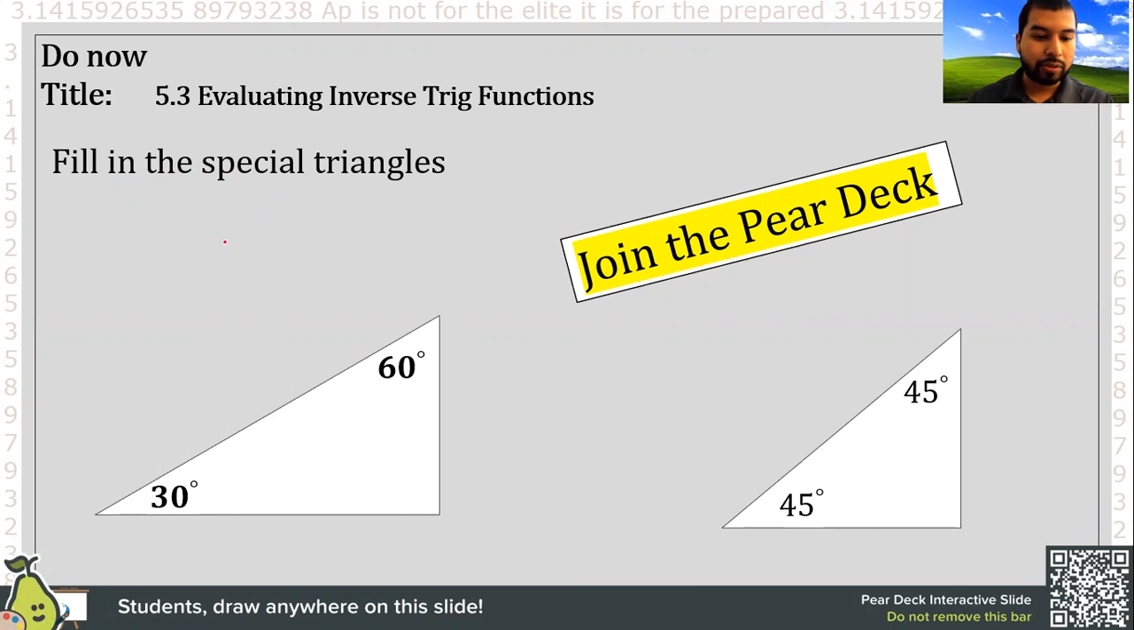I want you to find out what the lengths associated with a 30, 60, 90 triangle are. So what are the lengths, the opposite, the hypotenuse and the legs of this right triangle? Do this for both the 30, 60, 90 and the 45, 45, 90. So go ahead and pause the video.